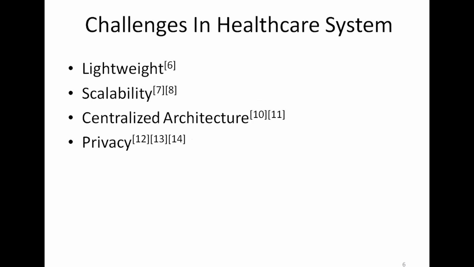Scalability, when we are going to store and retrieve a large amount of patient data, at that time scalability is the major concern. Another one is the centralized architecture. As we know, in the centralized architecture, all the data is stored at one location or one server, where sometimes it can be a performance bottleneck or single point of failure.